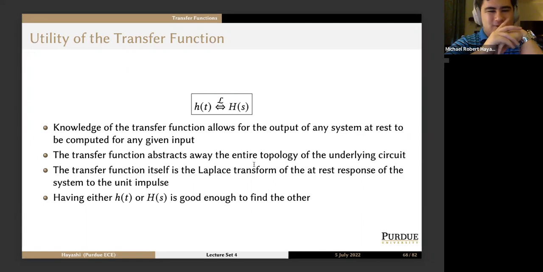The transfer function itself is the Laplace transform of the at-rest response of the circuit to the unit impulse. Yep, these are Laplace transforms of each other, so that makes sense. And having either h of t or capital H of s is good enough to find the other.